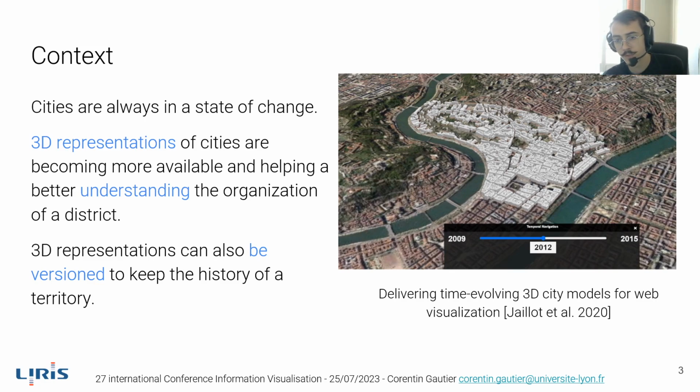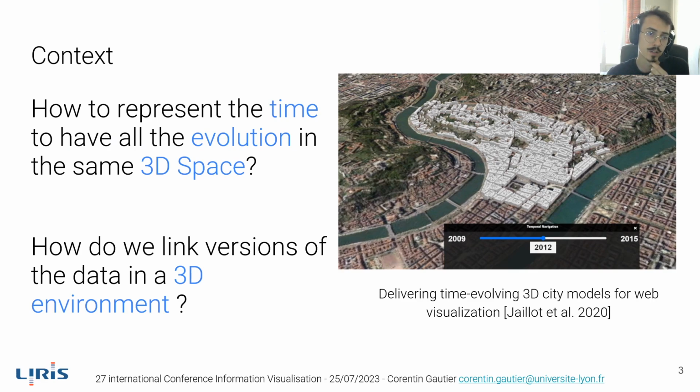But with these different versions of the data, some questions arise. The first is how to represent the time, to have all the evolution in the same 3D space and to analyze all the changes in one specific view. The second question is how do we link the versions of the data in a 3D environment? So you can see the example of Jayo and his colleagues, where they represent the 3D urban data at a specific time.